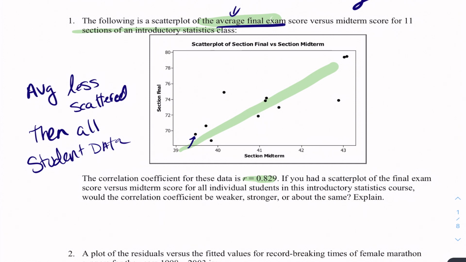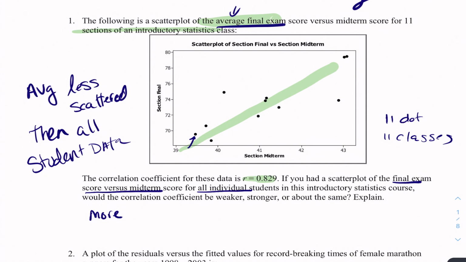Now it says this: if you had a scatter plot of the final exam score versus midterm score for all individual students, so instead of looking at the averages of each class, there's 11 dots for 11 classes. What if instead we said we had 16 students in this class and 30 students in the other class and 45 students in sections 4, 5, and 6? You can see we're going to have more data points. There's going to be more scatter when you have each individual score.